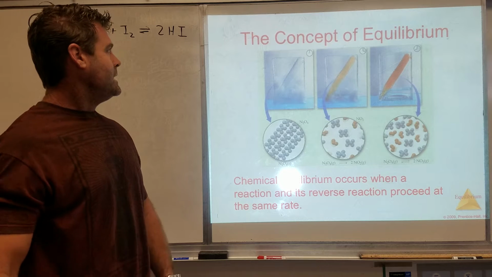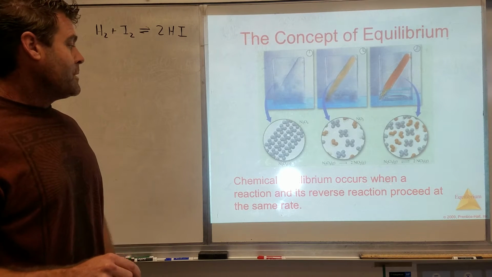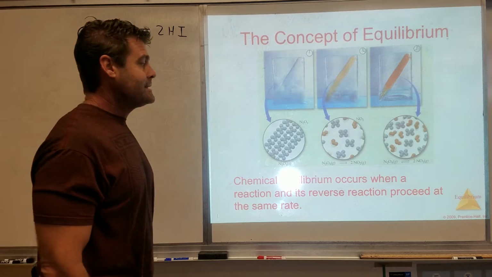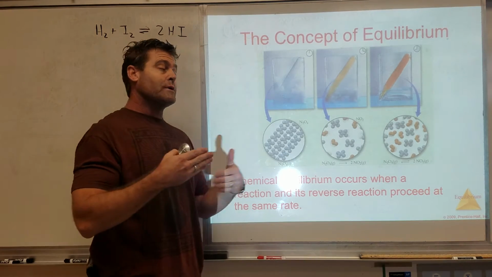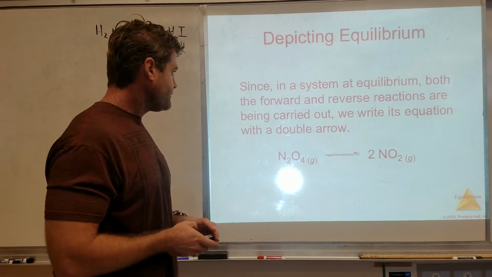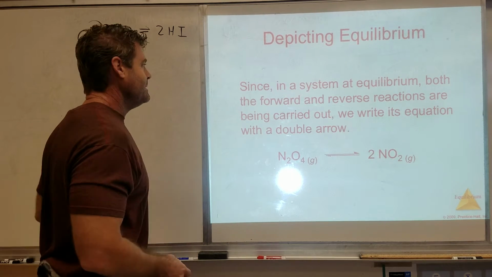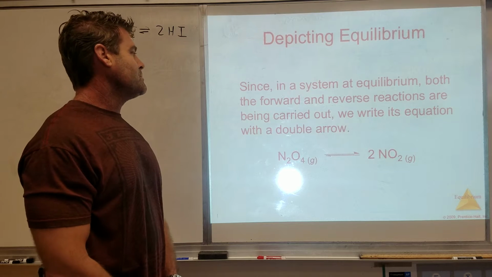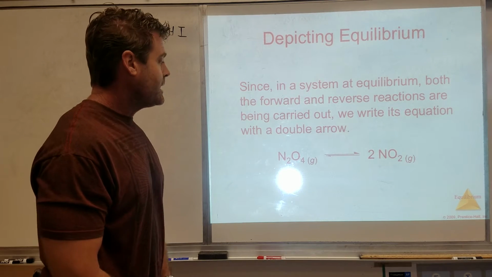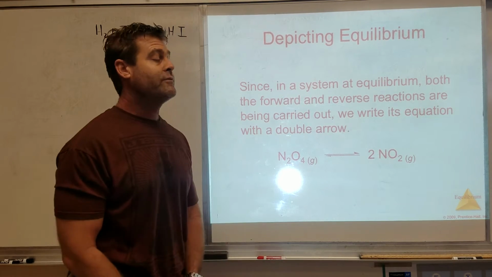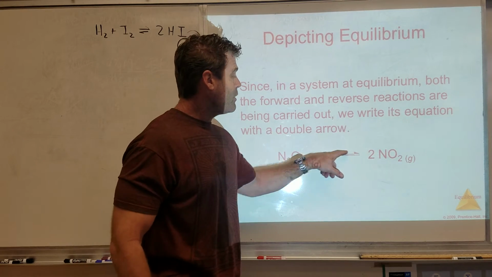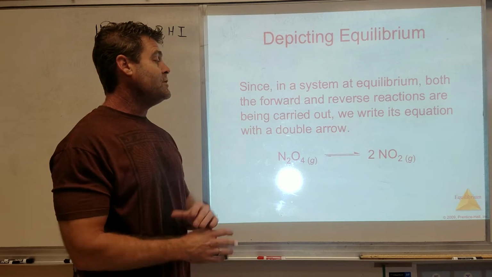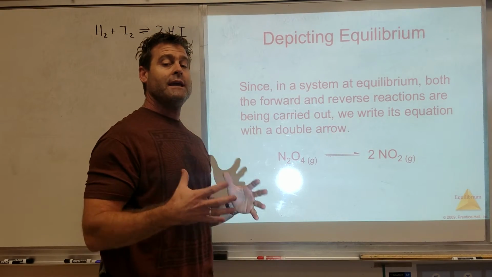All right. Chemical equilibrium occurs when a reaction and its reverse reaction proceed at the same rate. So we're talking a reversible reaction that can go both ways. For example, it says, since in a system at equilibrium, both the forward and reverse reactions are being carried out, we write its equation with a double arrow. So you'll be able to identify a reversible reaction when you see an arrow going in the right direction and then one going in the left direction. And you can have this when you have something in a closed system.